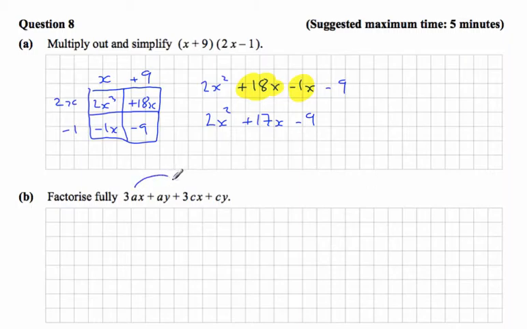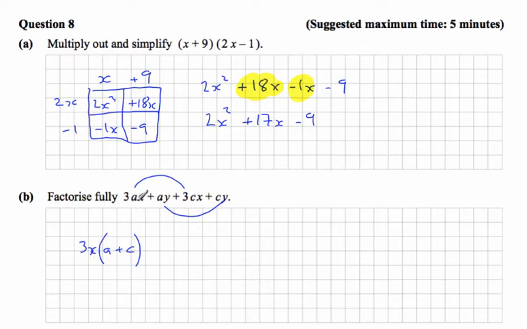So we can put these four terms into pairs that do have something in common. So here's one that I've spotted. You can pair different ways, but I've spotted these two have 3x in them. And this one here has y in both. So looking at the first two terms, 3ax and 3cx, what I can factorize out of both of those would be 3x. So if I factorize 3x out of this, I'm left with a. 3x times a is 3ax. And if I factorize 3x out of this term, I'm left with c, positive c.